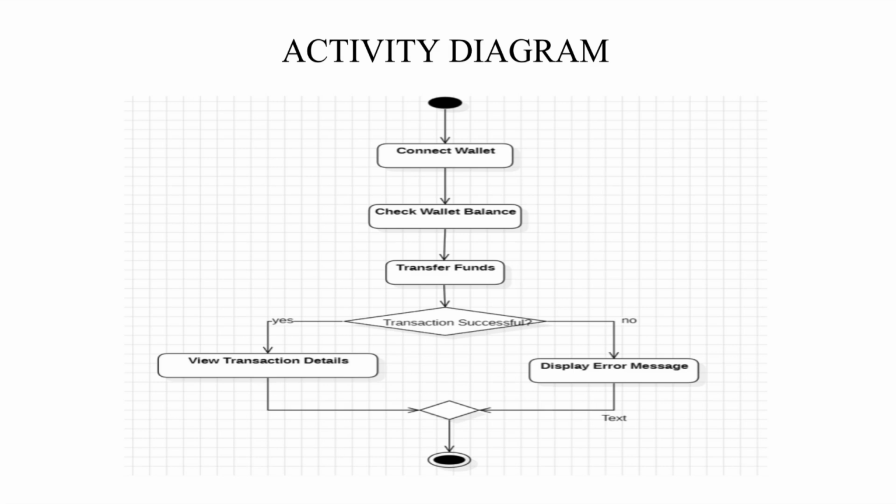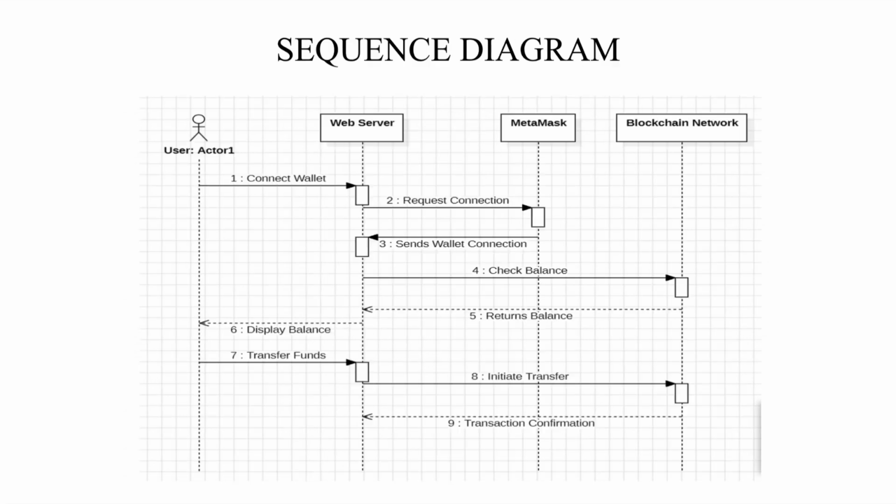The activity diagram shows the flow of process and interaction within the system. Firstly, the user connects the wallet, then checks the wallet balance, then transfers funds. If the transaction is successful, the user can view the transaction details. If it's not successful, the user can see the error message which is displayed on the screen.